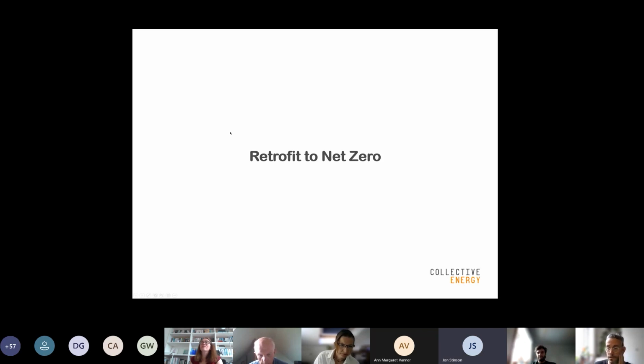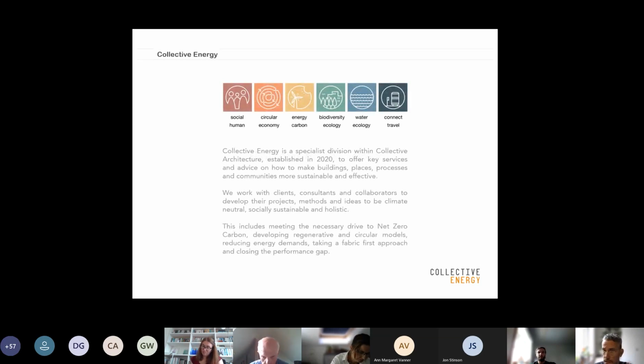Great. So today I'm going to speak to you a bit about some of the thinking we've been giving to retrofit and how it sits relative to the drive to net zero. But firstly, a little bit of an introduction to collective energy. We set up collective energy in 2020 to offer some key services and advice on how to make buildings, places, processes, and communities more sustainable and effective. We work with our clients, consultants and collaborators to develop their projects, methods, and ideas to be climate neutral, socially sustainable, and holistic.